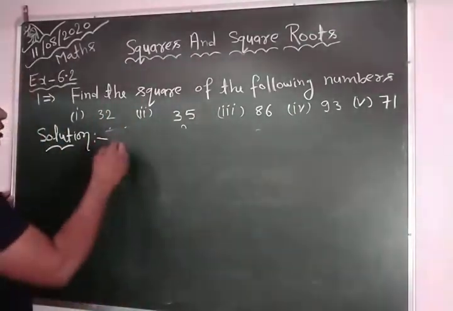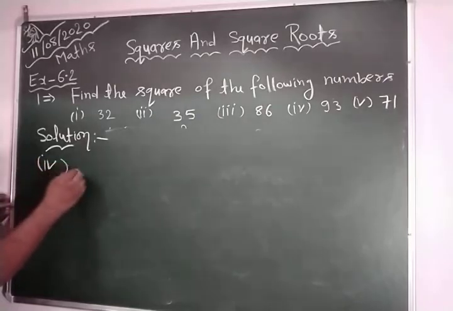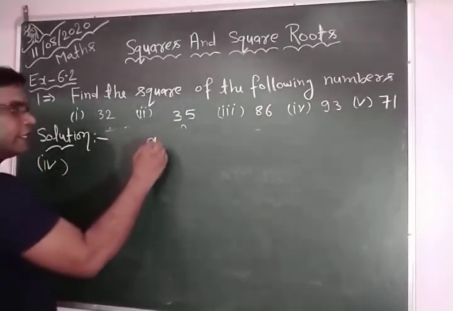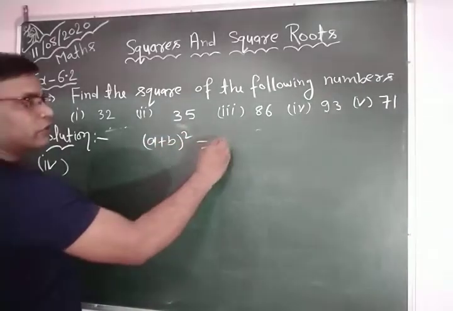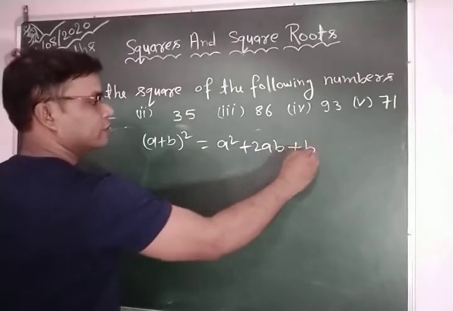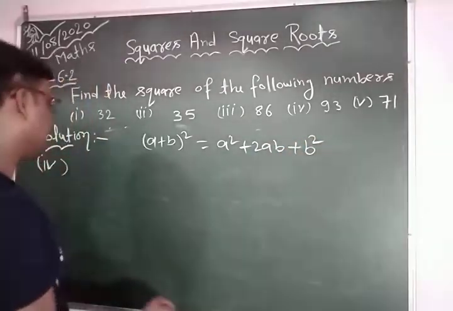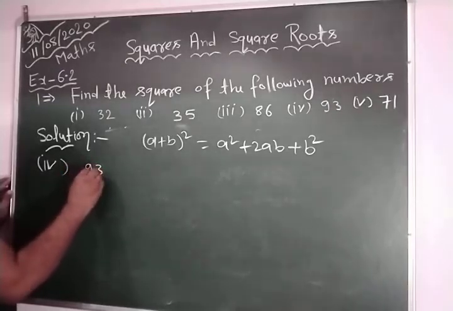Okay, we also use the identity here. We use this identity: whole square of a plus b is equal to a square plus 2ab plus b square. Clear? Now 93. So you find the square of 93.